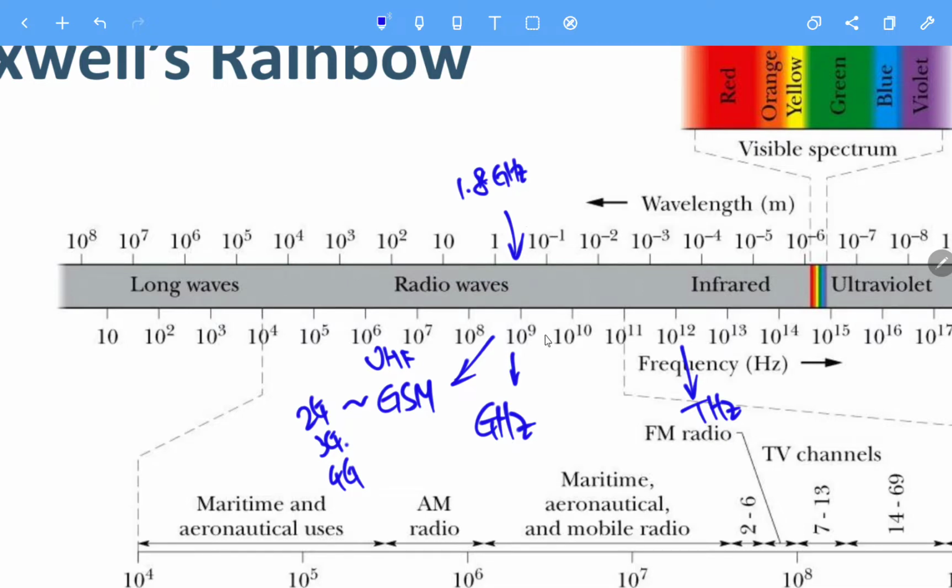And for Wi-Fi, we are actually using 2.45 gigahertz, and also 5 gigahertz for Wi-Fi. Actually those are a bit old standard. Maybe now we are also using some tens of gigahertz frequency. But the most standard bands for Wi-Fi are 2.45 gigahertz and 5 gigahertz.